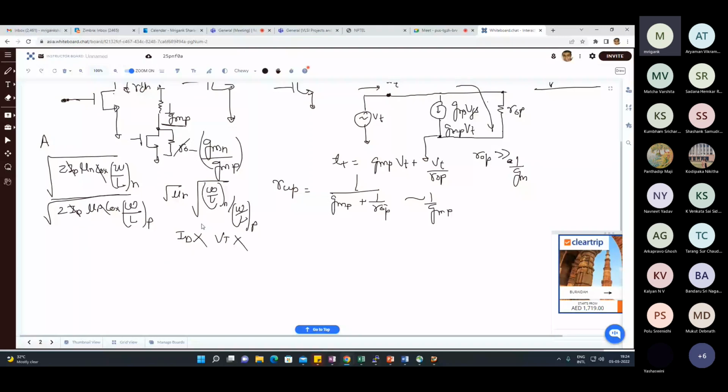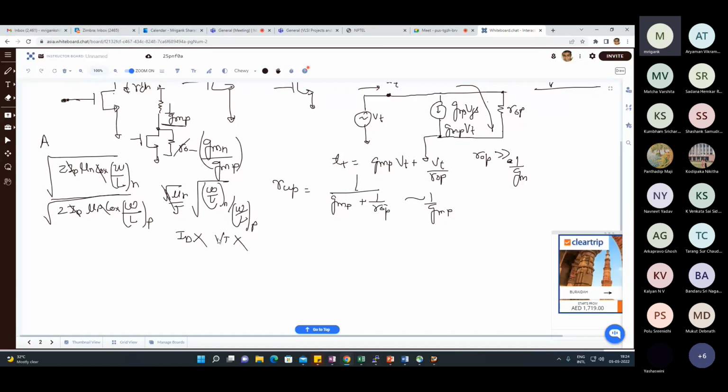In this case, however, we have the W by L ratio of the NMOS and PMOS, and also of course the ratio of mu n and mu p. Even if the mobility changes, they will change by a similar amount, in a similar ratio, so with temperature this may not change too much. If I ignore this, then the gain is fairly independent of temperature-dependent variables like ID, VT, etc., and solely determined by the W by L ratio. So we can get a more deterministic gain.